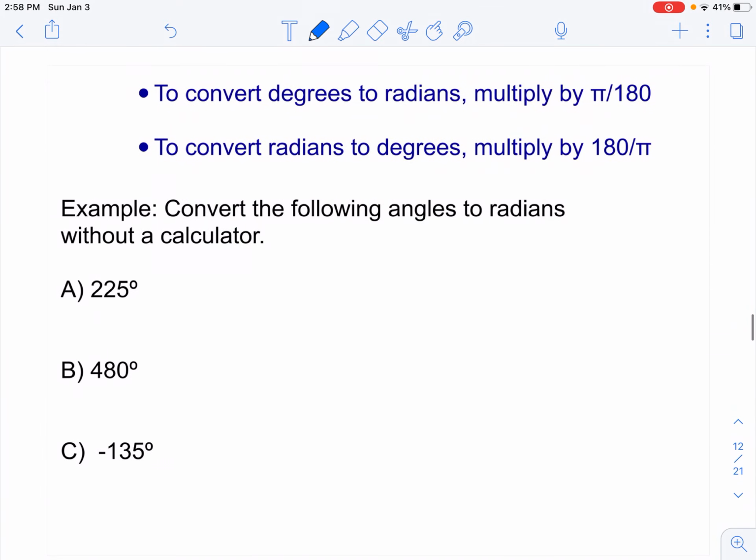To convert from degrees to radians, multiply by pi over 180, and to convert from radians to degrees, multiply by 180 over pi. It says without a calculator. You can use a calculator, but leave your answer as an exact. So we're going to multiply by pi over 180 to convert from degrees to radians.